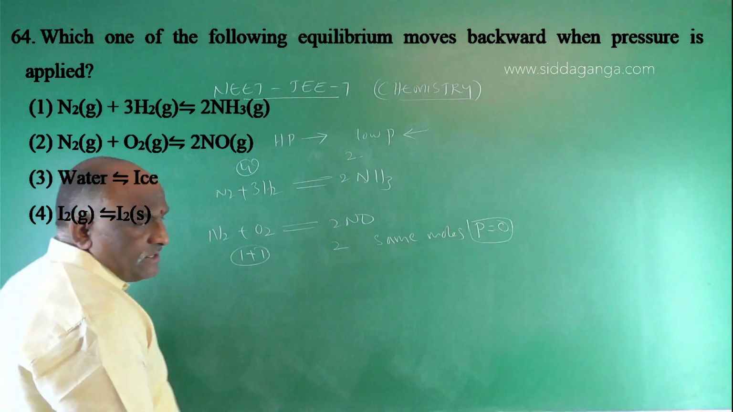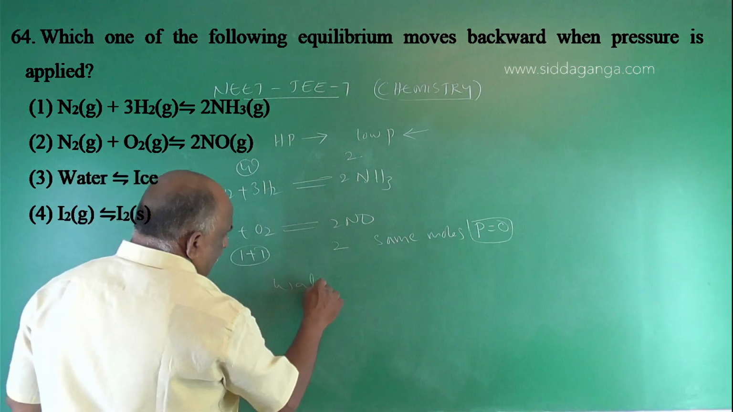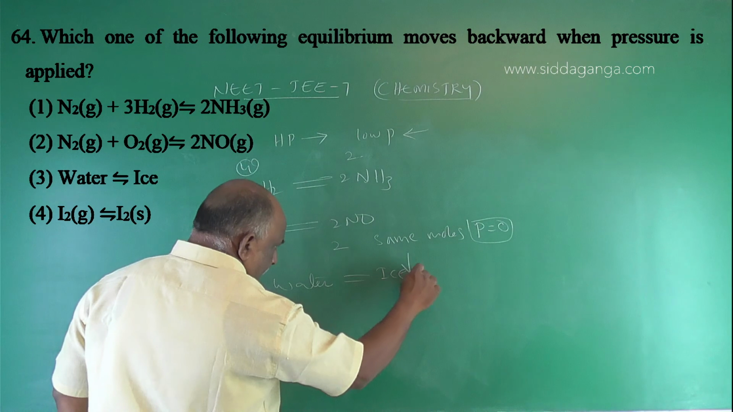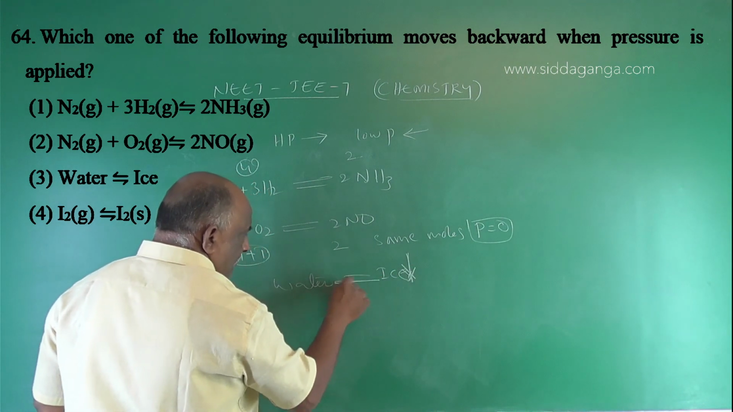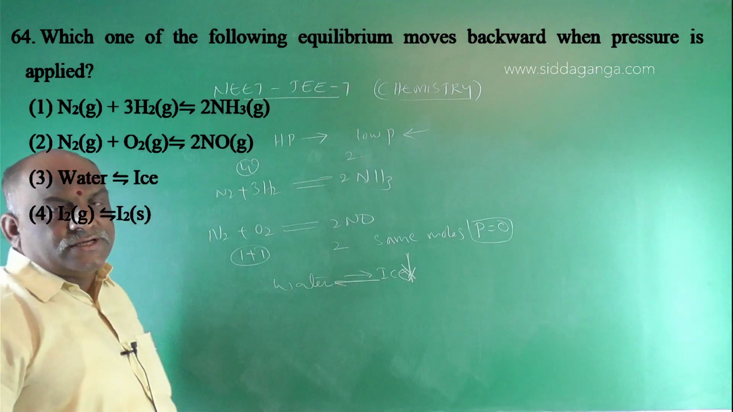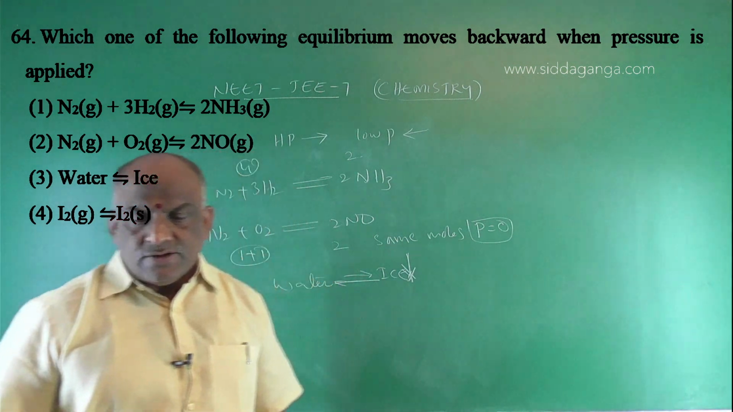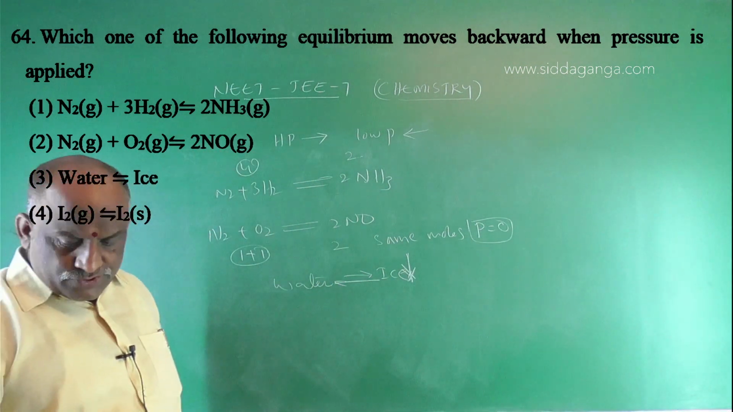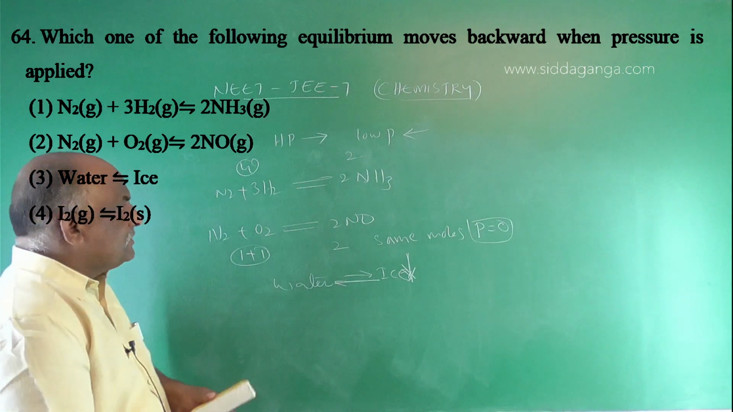Third option was there, water. Water is in liquid state, ice is in solid state. You apply pressure here, equilibrium goes in which direction? Backward direction. So the right answer for this question is water equilibrium ice. This is a concept background question, so don't get worried about this. It is easy to find.